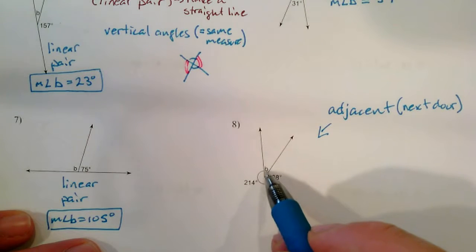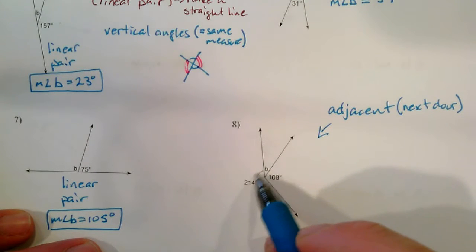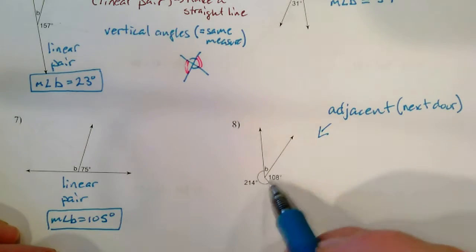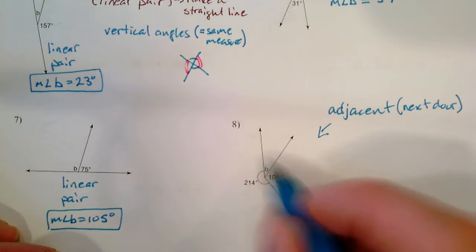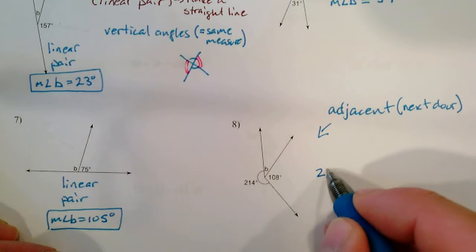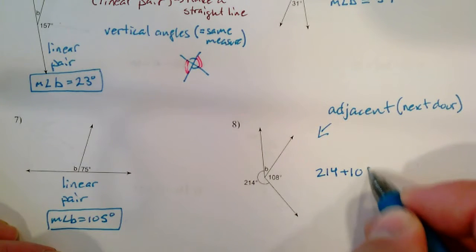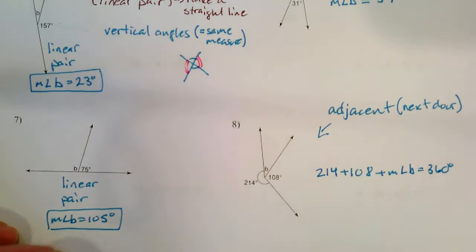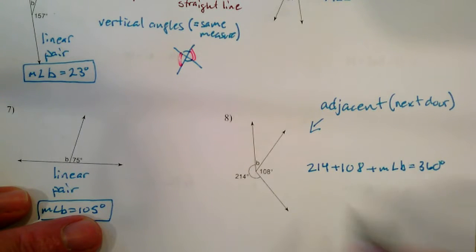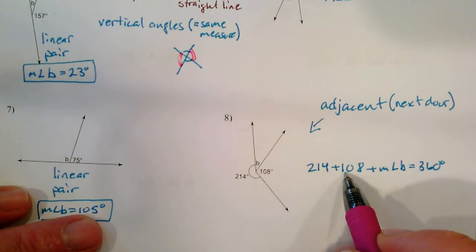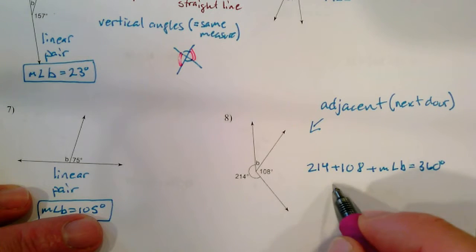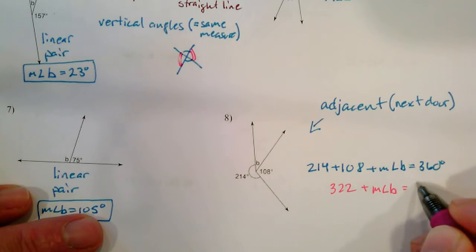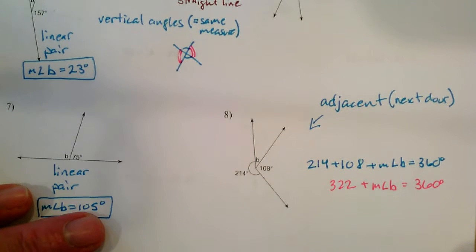So let's see. We know that this big angle here, this huge angle, is 214 degrees. And this angle here is 108. And if we go all the way around the circle, it adds up to 360. So 214 plus 108 plus measure of angle B would equal 360 altogether. So let's see, 200, 300, 14 and 8 is 22, 322 plus measure of angle B is 360.